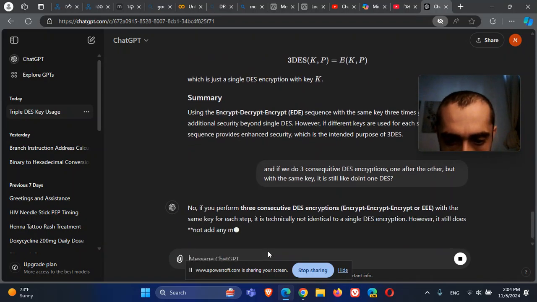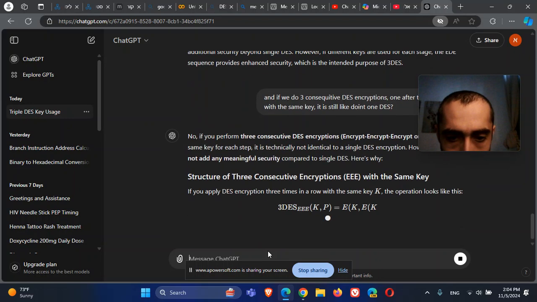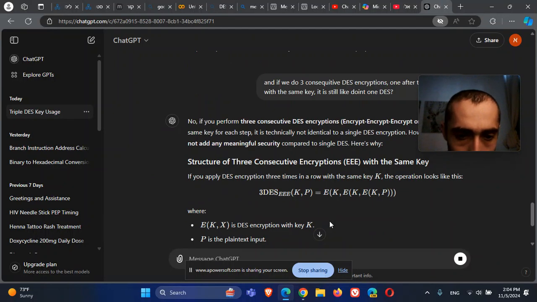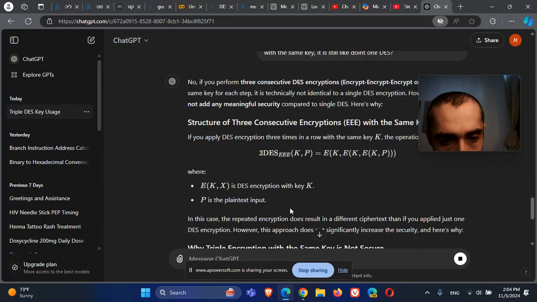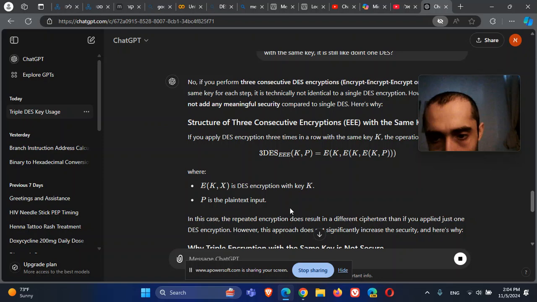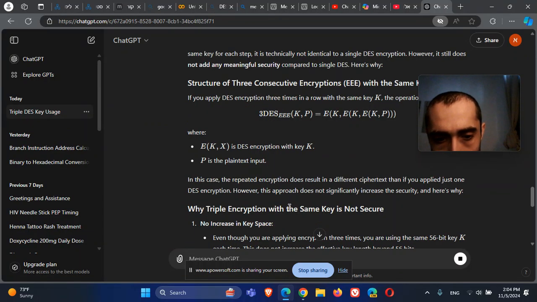If you perform 3 consecutive DES encryptions with the same key for each step, it's technically not identical to a single encryption, but it still does not add any meaningful security compared to single DES. Here's why. Compared to encrypting 3 times in a row with the same key, the operation looks like this. The repeated encryption does result in different ciphertext than if you apply just one encryption. However, this approach does not significantly increase the security, and here is why.